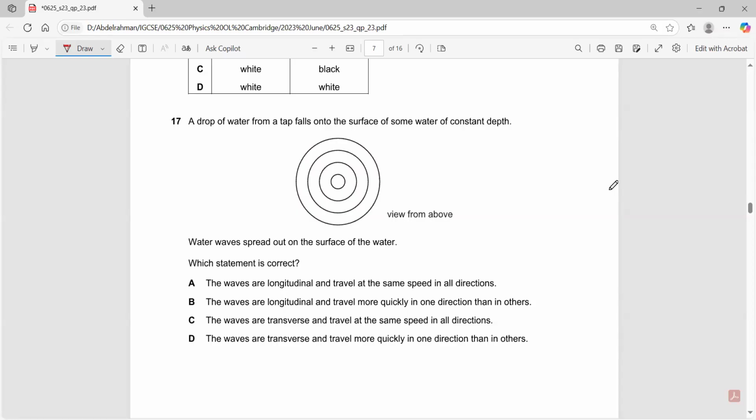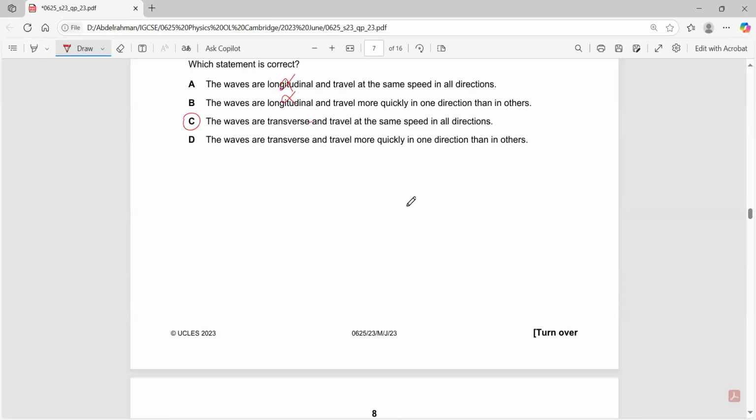A drop of water from a tap falls onto the surface of some water at a constant depth. Water waves spread out on the surface of the water. Which statement is correct? The waves are longitudinal. Water waves, are they longitudinal? No, they are not. Water waves are transverse and travel at the same speed. Do they travel at the same speed? Yes, they do travel at the same speed because they have the same wavelength in any direction.